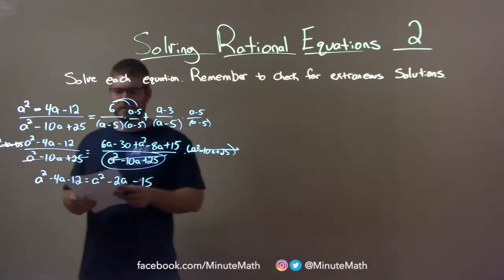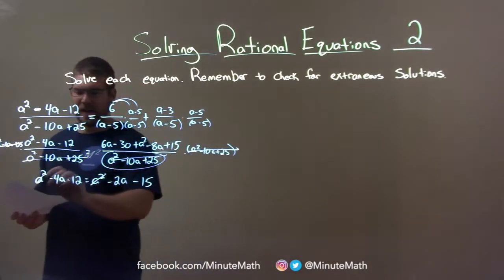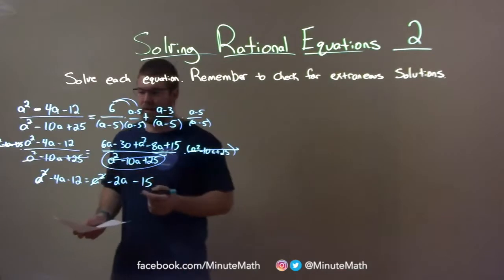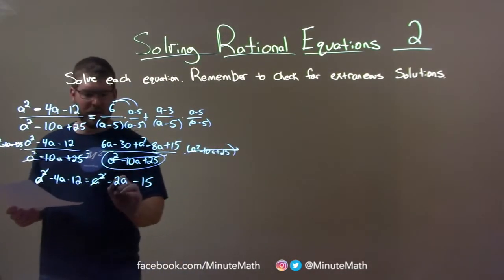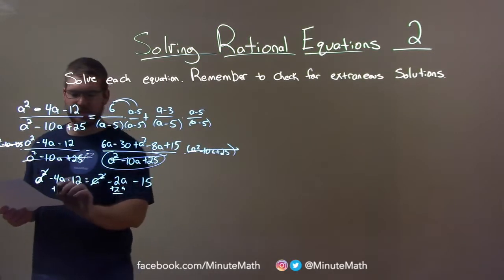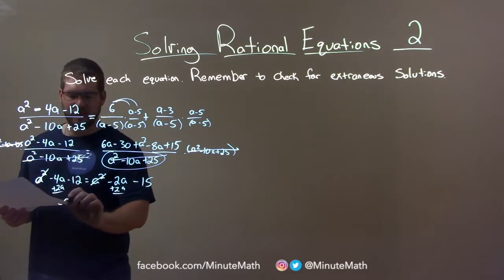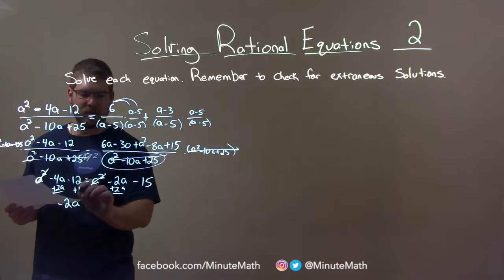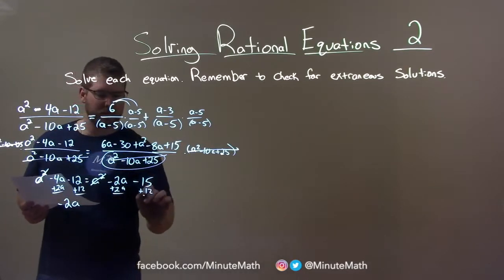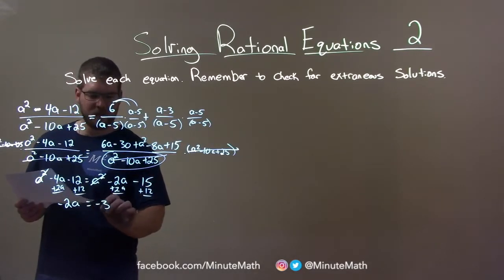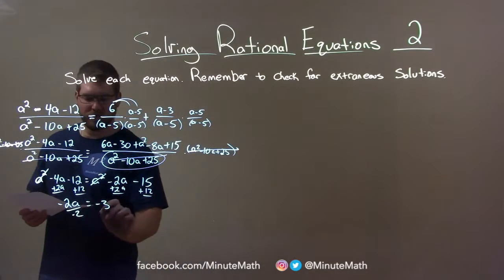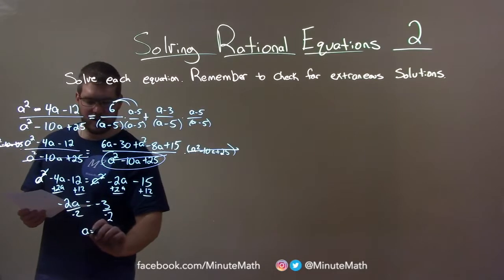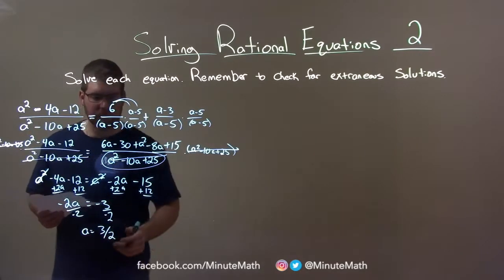Now let's get all of our like terms together. Well, look, the a squared is going to cancel right there. They cancel on both sides. Let's bring the 2a over. So add a 2a to both sides. We have a negative 2a over here. Let's add a 12. Let's bring the 12 to the right, actually. We have a negative 3 here, right? Negative 15 plus 12 is negative 3. Divide both sides by negative 2. And a equals a positive 3/2.